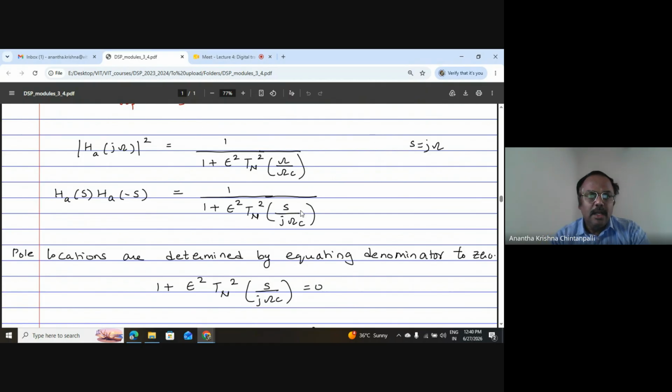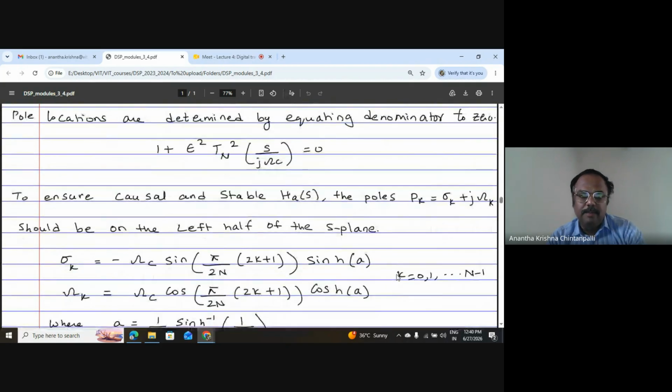So this is the magnitude square response of the nth order Chebyshev filter. As before, what we have done for Butterworth, we can break it down into H of s and H of minus s, where s is equal to j omega. Wherever you see omega here, you put s by j. Now, the location of poles can be determined by equating the denominator to 0. So 1 plus epsilon square Tn square of s divided by j omega c is equal to 0.